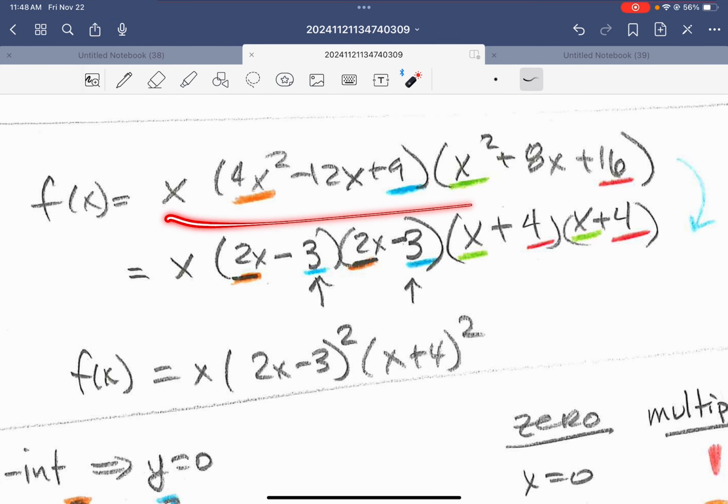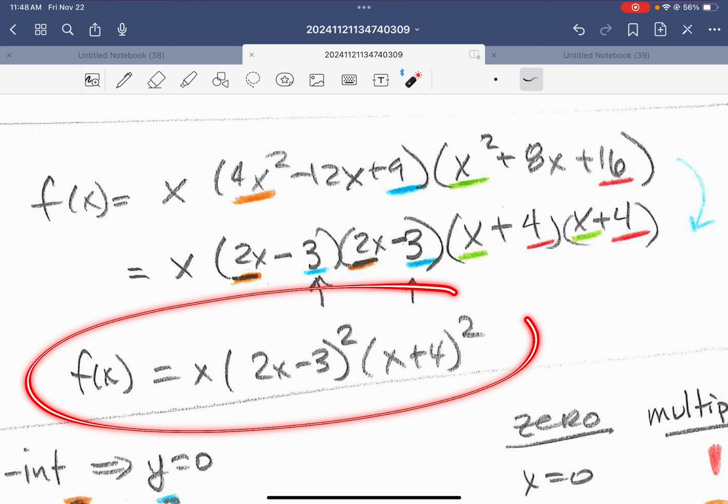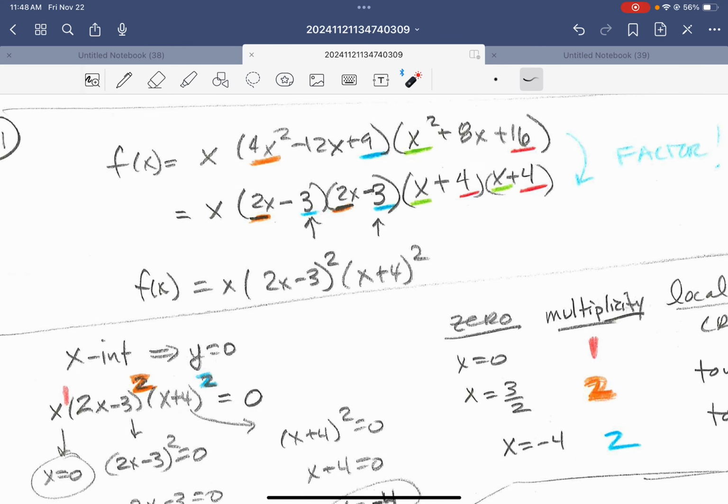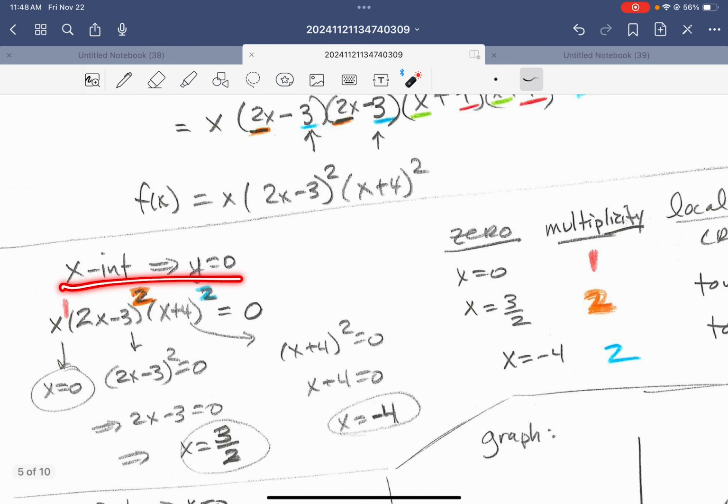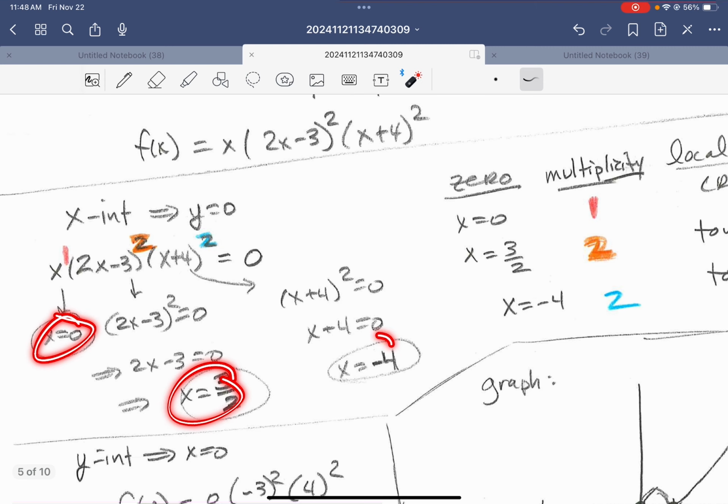If they ask me to graph this thing, I'm going to factor it first like so. And now that it's factored, I know that the x-intercepts are where y equals 0, so I write that down. And so if 3 things multiply together to get 0, either x was 0, 2x minus 3 squared was 0, or x plus 4 squared was 0. But the only way a squared can be equal to 0 is if this is equal to 0, so we get 3 halves, or this is equal to negative 4. Right? So there's our 3 zeros.